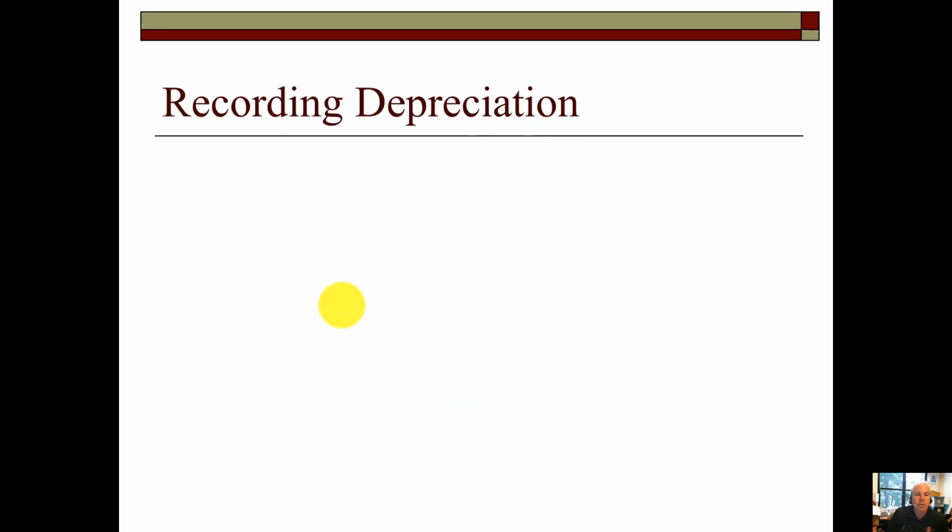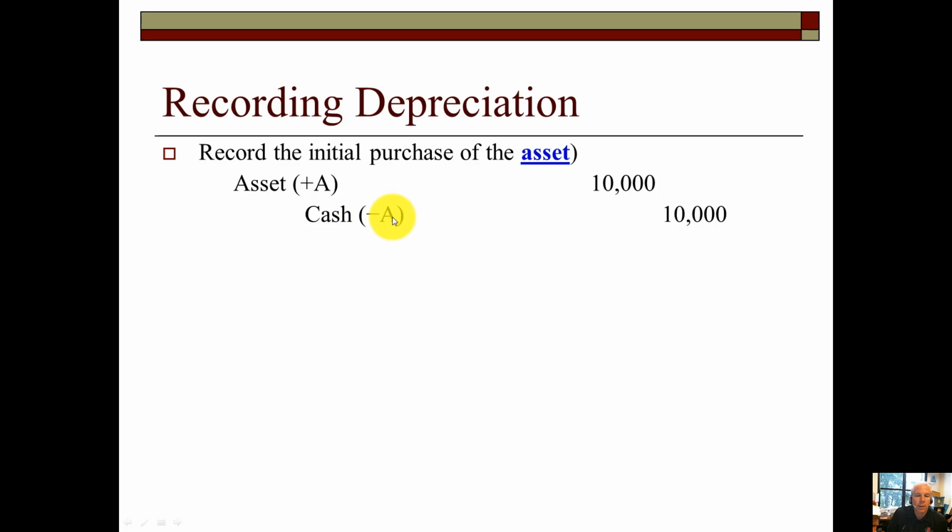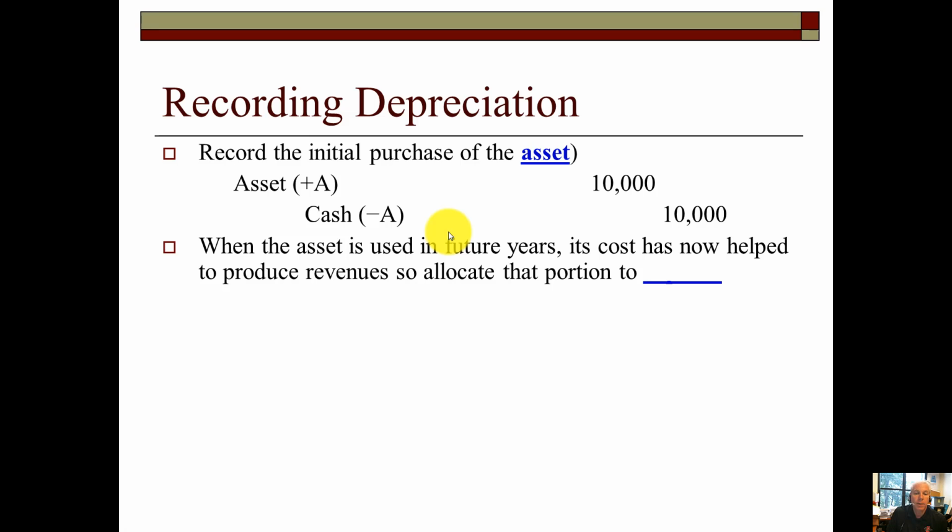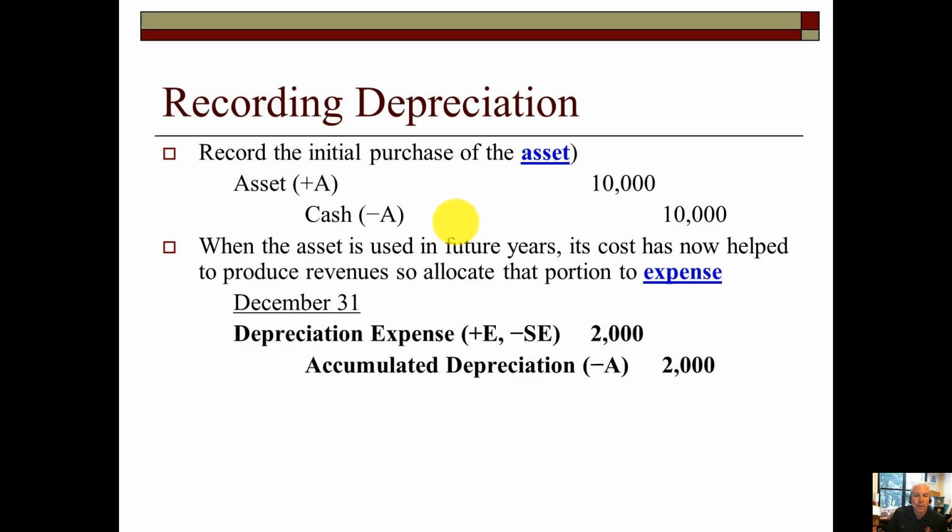So how do we record depreciation expense? We record the initial purchase as an asset, so debit an asset. Assets go up, and we use our cash generally, so a cash asset goes down by an equal amount. Then when the asset is used in future years, it has now helped to produce revenues, so we've got to allocate a proportionate share of that cost as an expense. Remember the acronym DEAD, D-E-A-D, that's your entry for depreciation expense: debit depreciation expense. Expenses go up, stockholders' equity goes down because expenses decrease retained earnings, and retained earnings is part of stockholders' equity. And we credit the contra asset for $2,000.